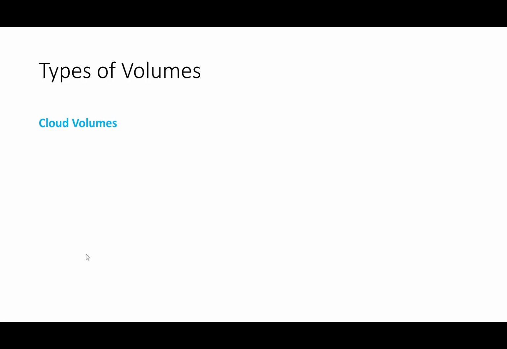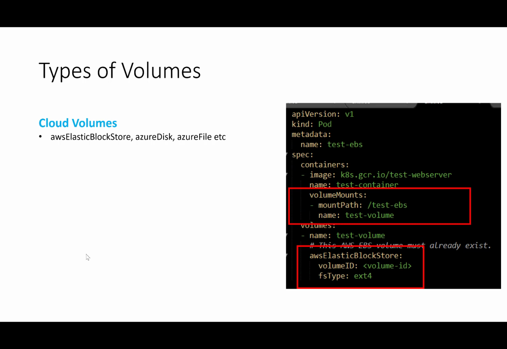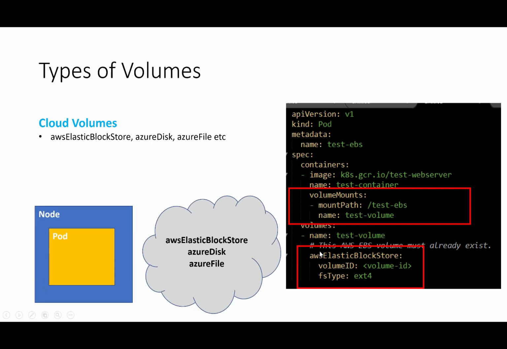Now, there are other types of volumes as well, but we'll just touch upon cloud volumes, like generic cloud volumes. Here I'm talking about AWS Elastic Block Store, Azure Disk, Azure File, any volume that is provided by a cloud provider. In this case, if you notice again, we have to specify what type of volume. So here we say AWS Elastic Block Store, we have the volume ID, FS type, and so on. And here you have your node, your pod, and then the pod can access this volume in the cloud.